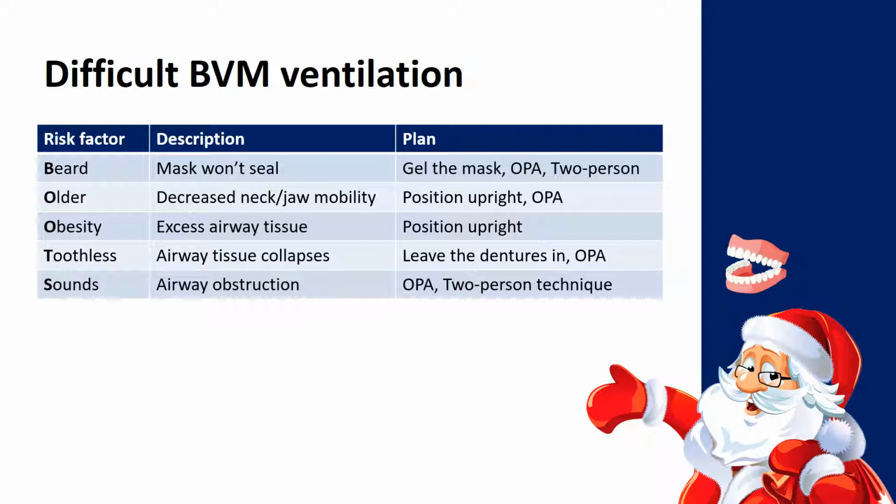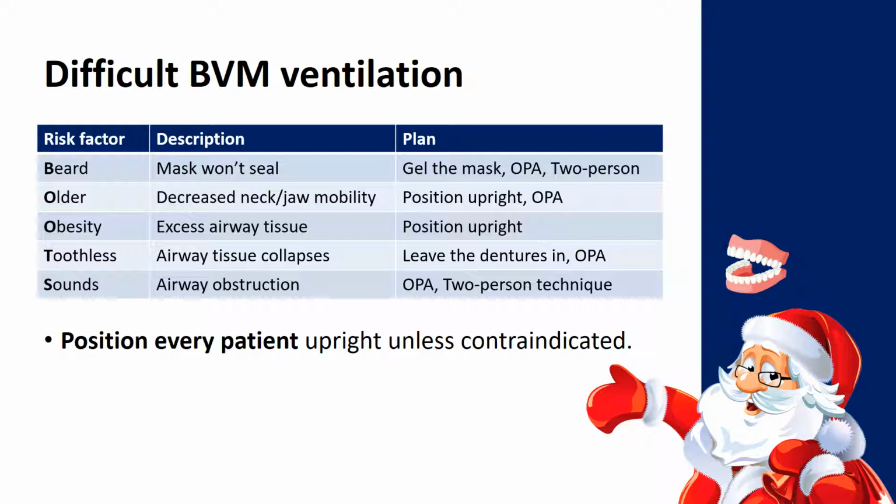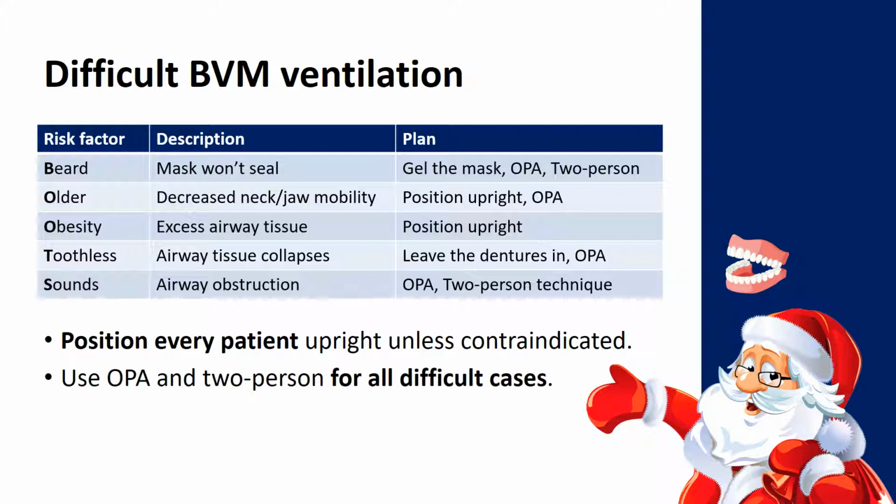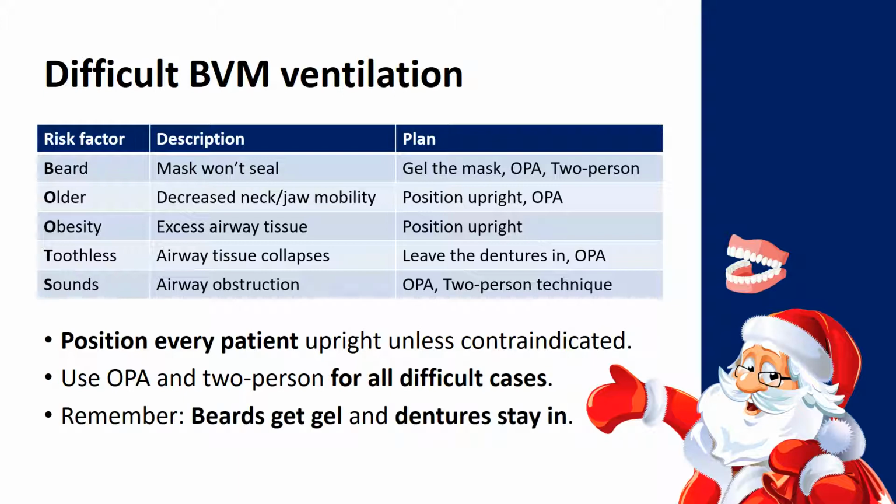And to be honest, I don't think too hard about the plan, because for me, I position every patient that I'm about to sedate in an upright position unless there's some reason that I can't do it, because that already solves a bunch of problems. And if I have any sort of difficulty with bagging, my first go-tos in every case, regardless of the cause, are going to be putting in an oral airway and then using that two-person technique. So if you keep both of those points sort of in mind for every sedation, then the only thing you really got to remember is that if the patient has a beard, you should gel the mask, and if they have dentures, the dentures should stay in place.